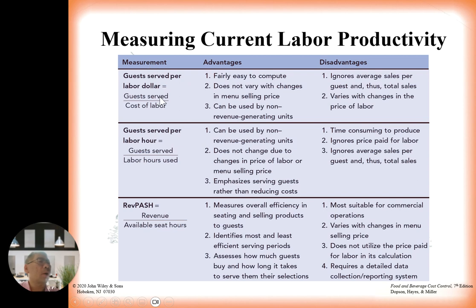So in terms of productivity gains here, we're going to see guests served per labor hour. The same thing, in terms of advantage you will see here, disadvantage you will see here. Guests per labor is also here on the left side, disadvantage on the right side. And RevPASH, revenue divided by available seat hours, is on the left side here, and the right side here in terms of the disadvantages.